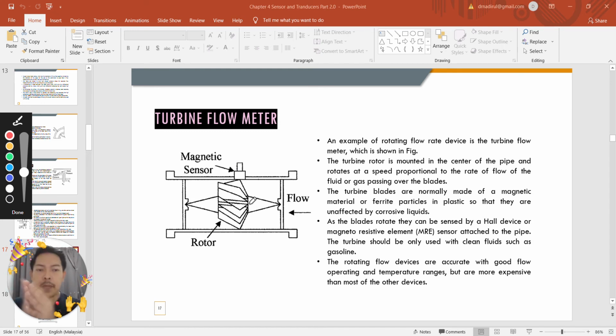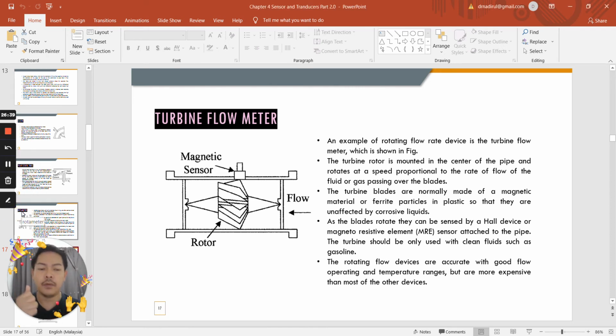Okay. The turbine blades are normally made of magnetic material or ferrite particles in plastic, so they are unaffected by the corrosive heat. So as the blades rotate, they can be sensed by a Hall device or magneto-resistive element here, which is mounted on the outside of the tube. Sensor attached to the pipe. The turbine should only be used with a clean fluid, such as gasoline. Okay. The rotating flow devices are accurate with good flow operating and temperature range, but are more expensive than most of the other devices.